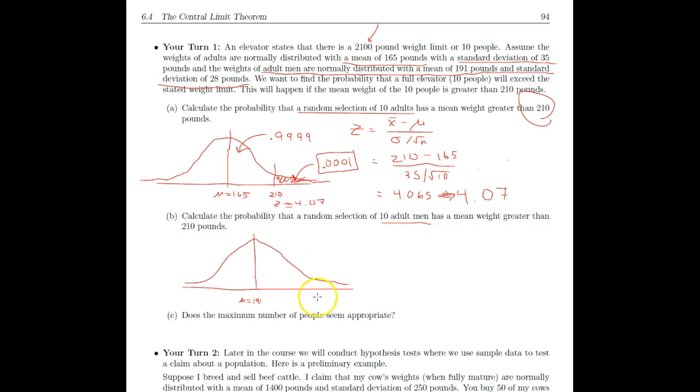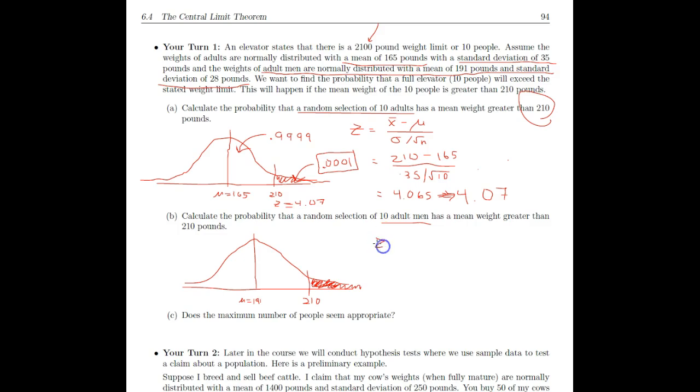And again, we're still trying to find the probability that it's greater than 210. Okay, so what we need to do again is our z-score. And also we're trying to find the probability that it's greater than this, so we're trying to shade to the right. That's the region that's greater, correct? Yeah, of course it is.